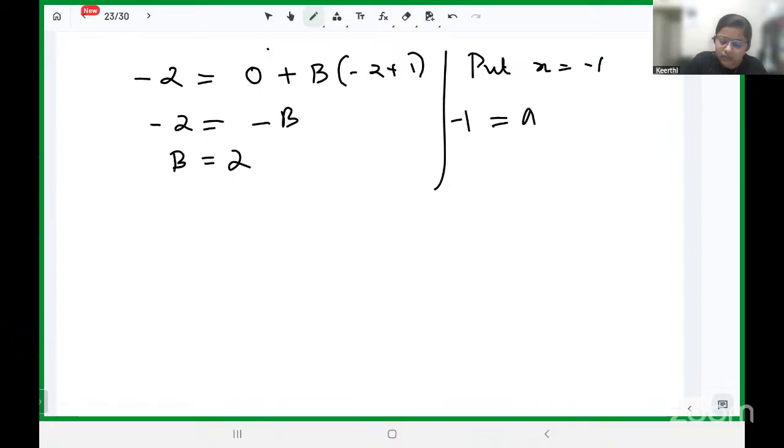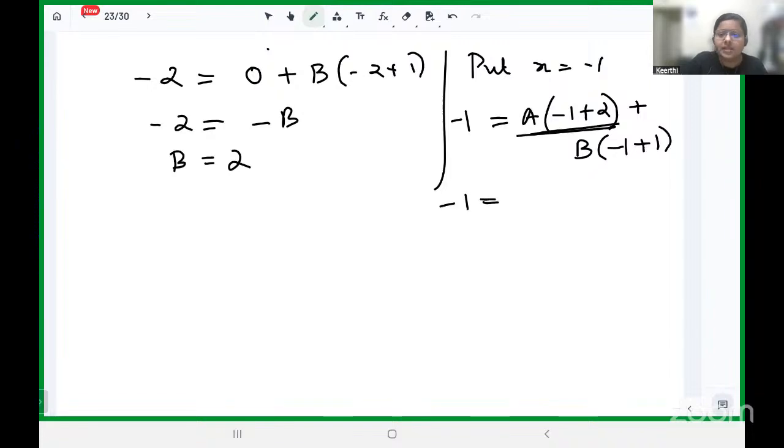Then a into x plus 2, right? So minus 1 plus 2 plus b into minus 1 plus 1. Okay, so minus 1 is equal to, this will become minus 1 plus 2 is 1, right? So a, then this term becomes 0. So a equal to minus 1. We have got the value as a is minus 1 and b as 2.